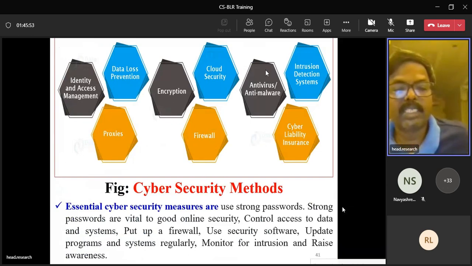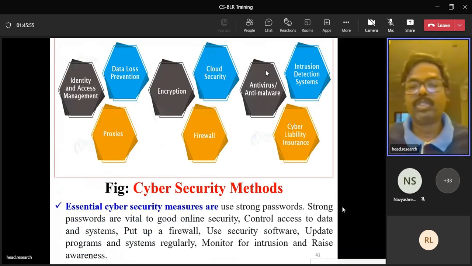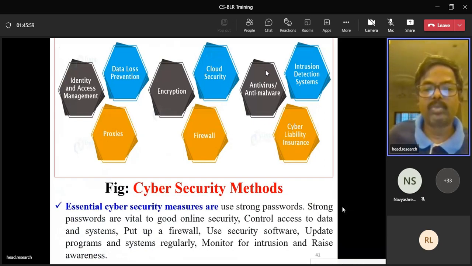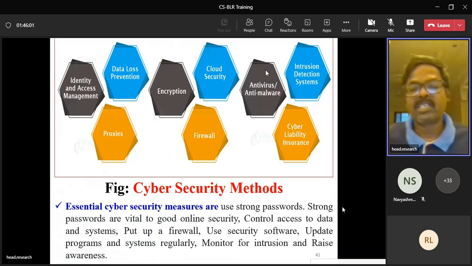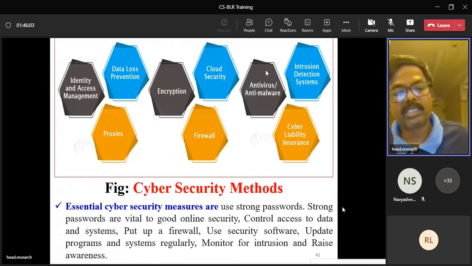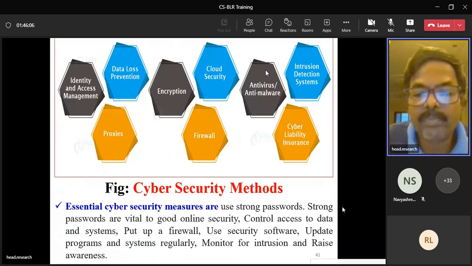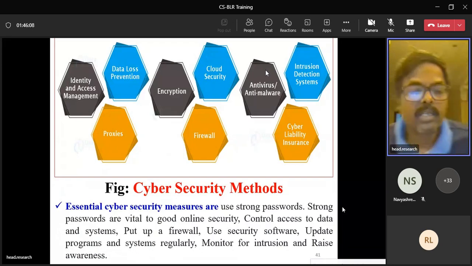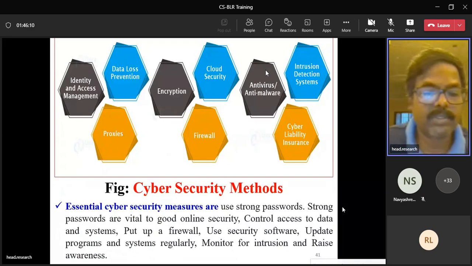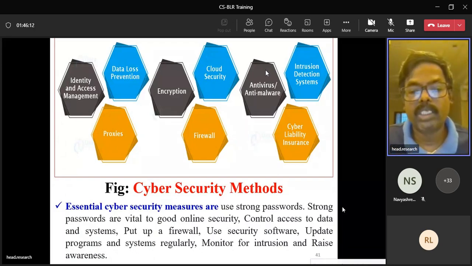Essential cyber security measures are: use strong passwords. Strong passwords are vital to good online security. Control access to data and systems. Put up a firewall. Use security software. Update programs and systems regularly. Monitor for intrusion and raise awareness.